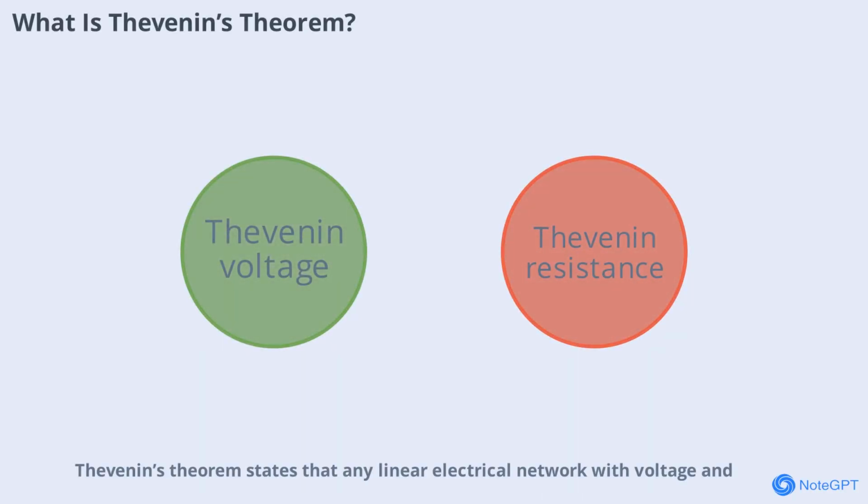Thevenin's theorem states that any linear electrical network with voltage and current sources and resistors can be replaced by an equivalent circuit. This equivalent circuit consists of a single voltage source, called the Thevenin voltage, in series with a single resistor known as the Thevenin resistance. The key is that this simplified circuit behaves exactly the same as the original at the terminals of interest. This means you can analyze the effect of changing loads without recalculating the entire circuit each time. Thevenin's theorem is especially useful for analyzing power systems and electronic devices, saving both time and effort.